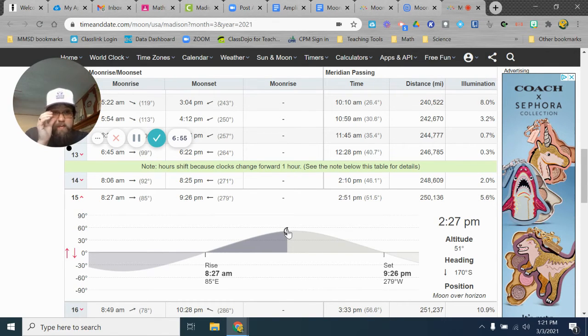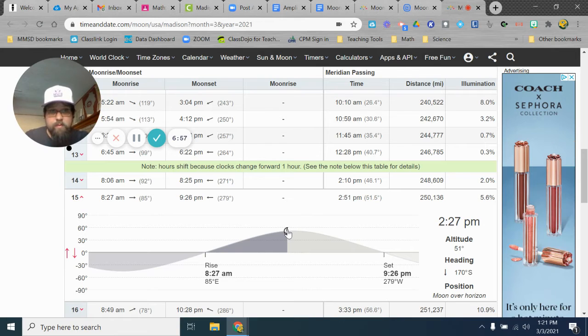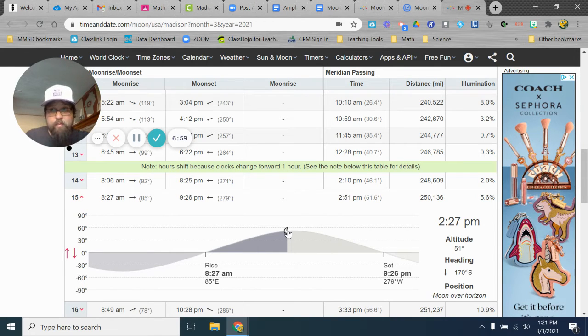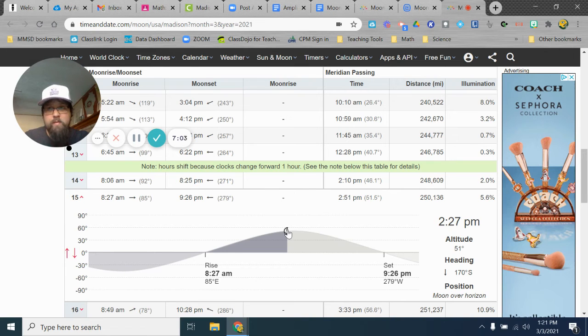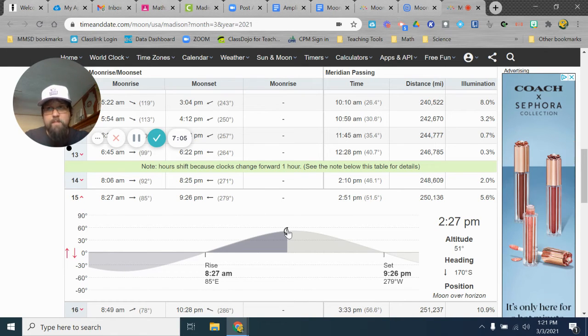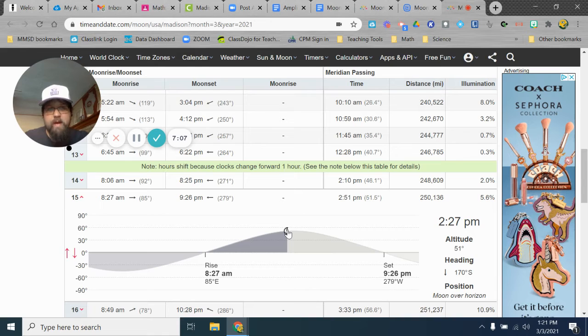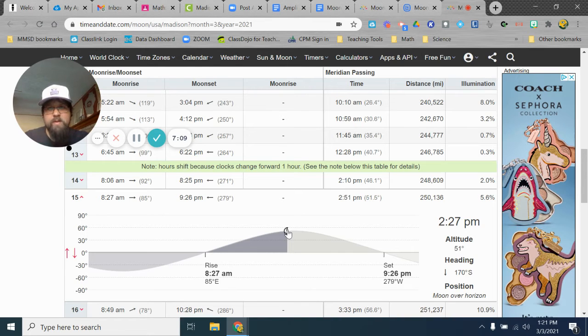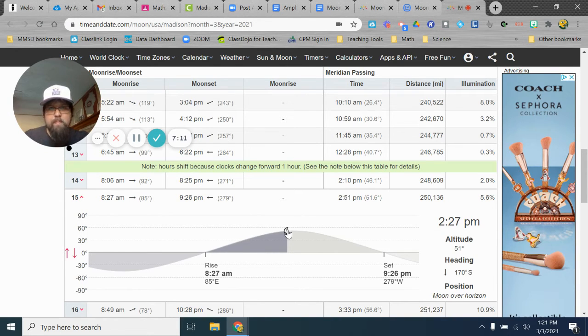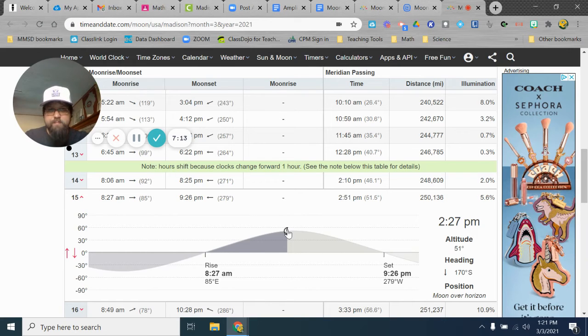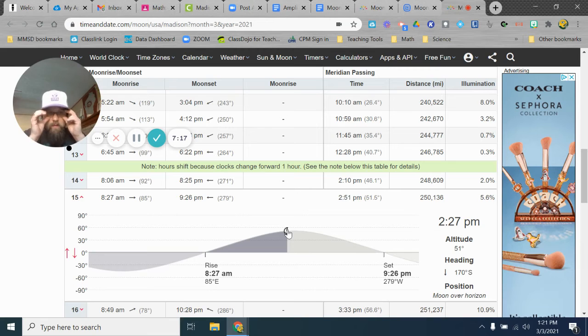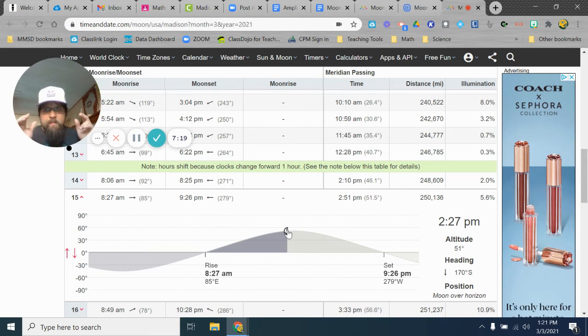Here's a good time. High in the sky, 51 degrees altitude, 170 degrees south, okay? You can see that information there. That means that you're going to find the moon in the southern sky, just like the sun. Sun crosses the southern sky. So if you can find the sun, that gives you a clue where the moon might be. And then altitude is 51 degrees.